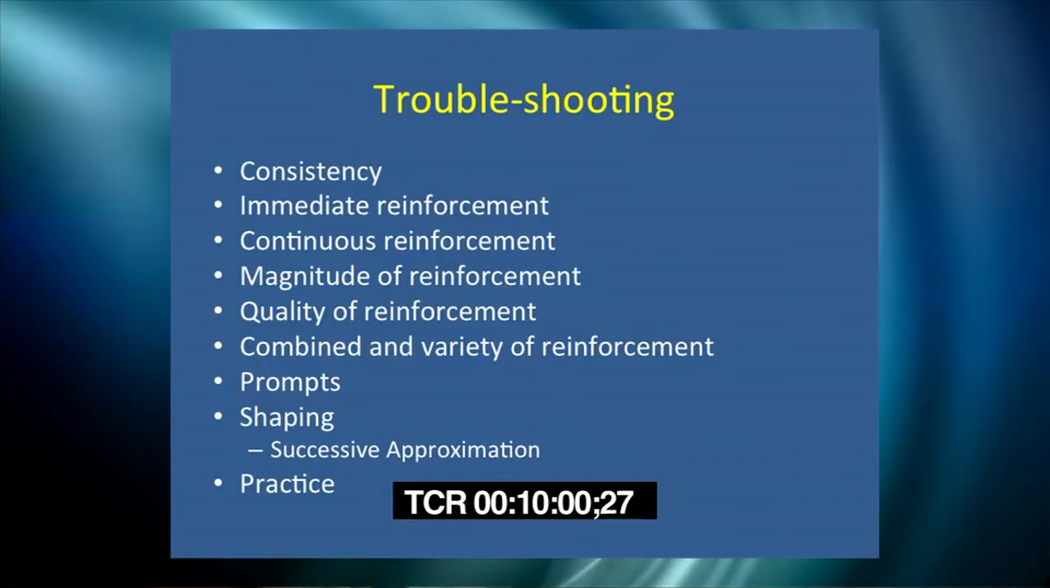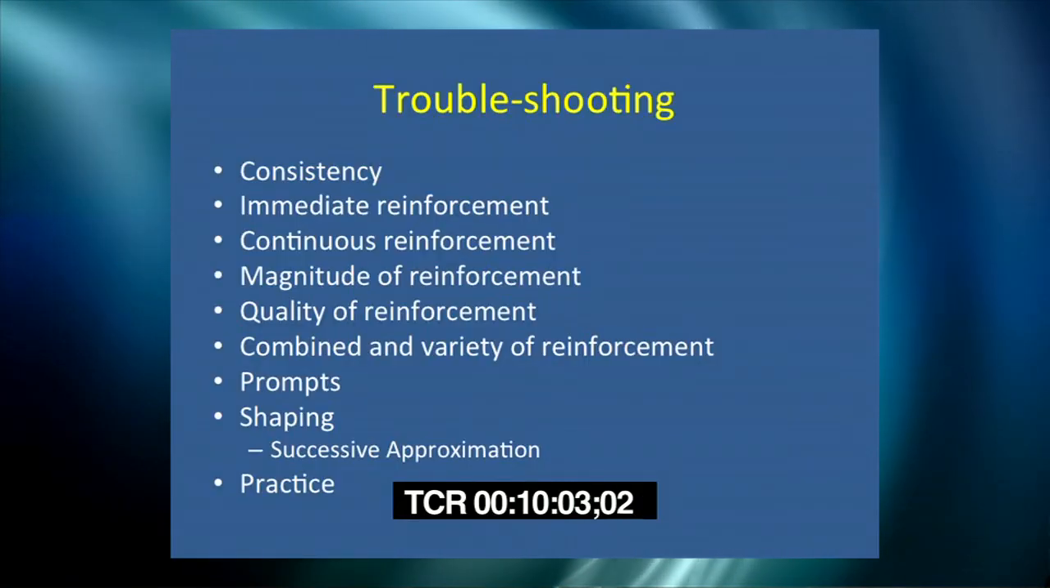Continuous reinforcement, as opposed to intermittent reinforcement, is when every time the behavior happens, it is followed by a consequence that increases the likelihood of that behavior happening again. So you raised your hand, I called on you. You raised your hand, I called on you, after each occurrence of it.